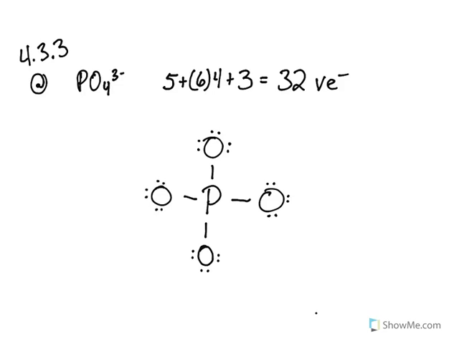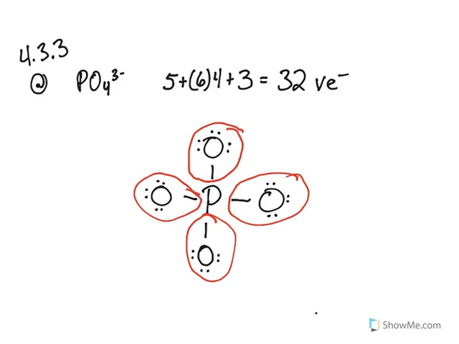Now we can double check. Does everything have a complete octet? 8, 8, 8, and 8. Remember, these are covalent bonds, so they share. So the phosphorus also has 8 around it. So everything has a complete octet. I used all 32 of my valence electrons.